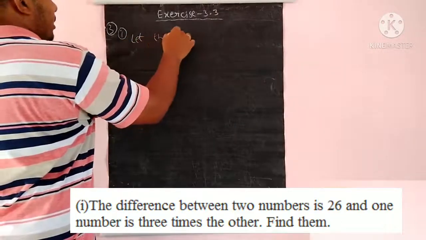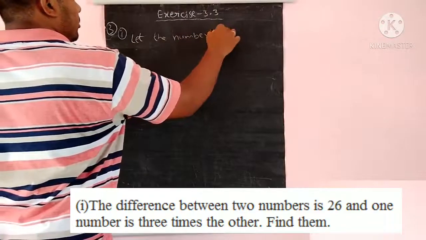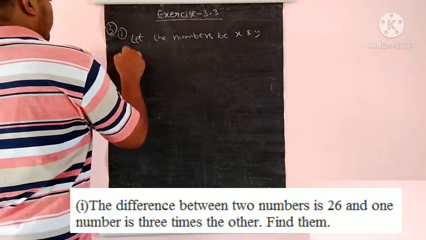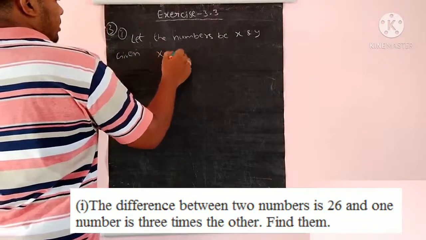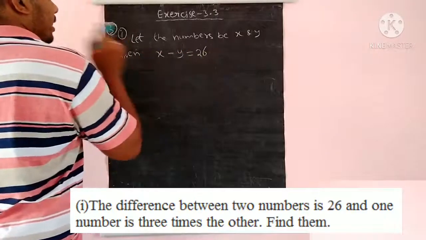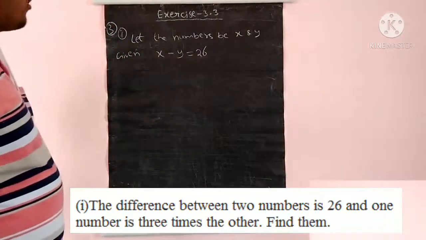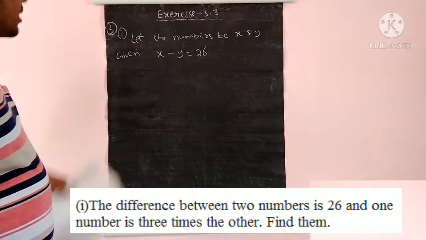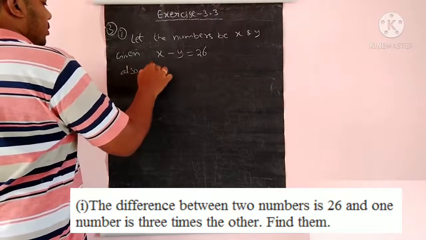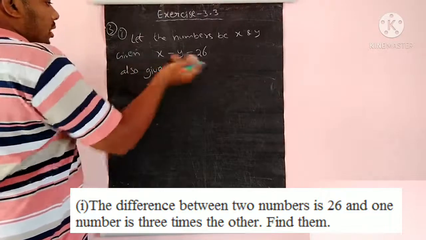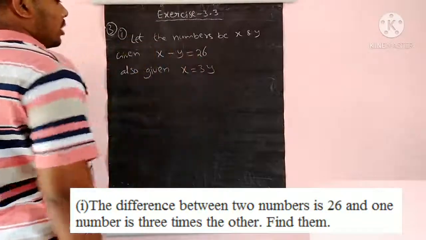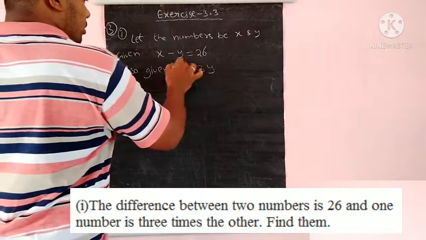So let the numbers be x and y. Given the difference between the two numbers is 26, x minus y equals 26. That means I am assuming here x is the bigger value. They have given one more condition: one number is 3 times the other. As x is the bigger number, it will be 3 times the small number. You should assume like that. So x equals 3y.